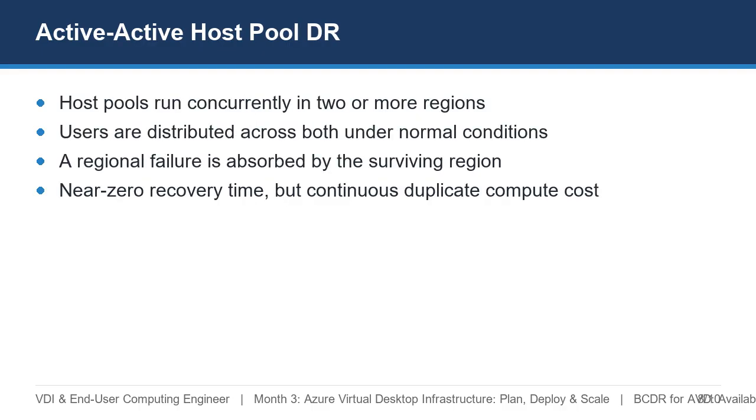In an active-active pattern, host pools run concurrently in 2 or more regions, with users assigned or distributed across both under normal conditions. A regional failure just means the surviving region absorbs the affected users, giving near-zero recovery time. The cost is that you're running production compute in both regions continuously, not just when you need the second region.